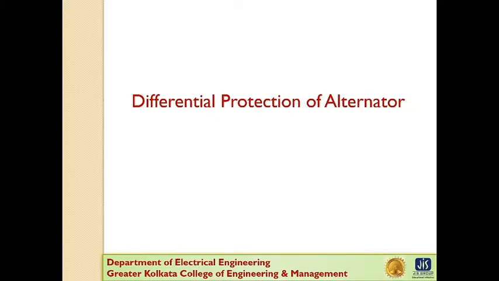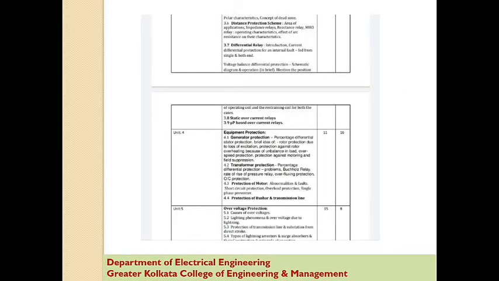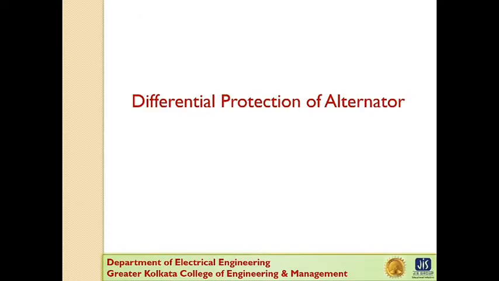In this video, I will discuss differential protection of alternator. This topic is included in Module 4 of the subject Switchgear and Protection. Subject code is EE/S5/SWGRP. The most common system used for the protection of stator winding faults employs circulating current principle.